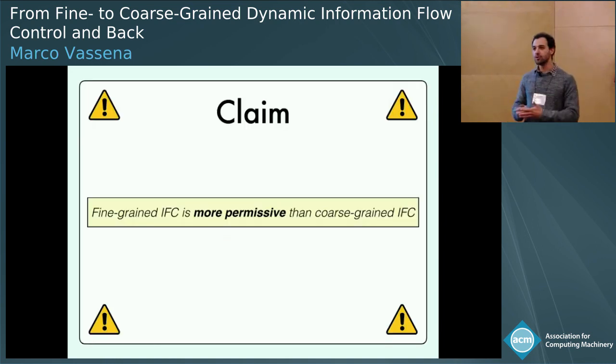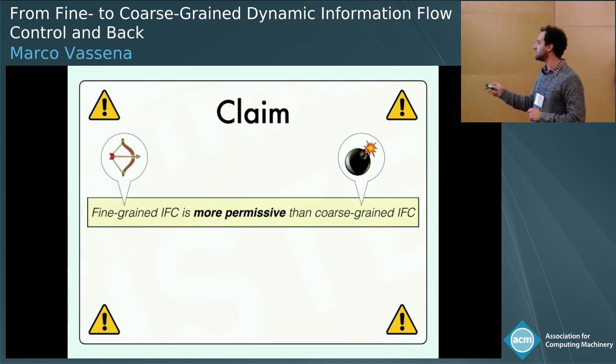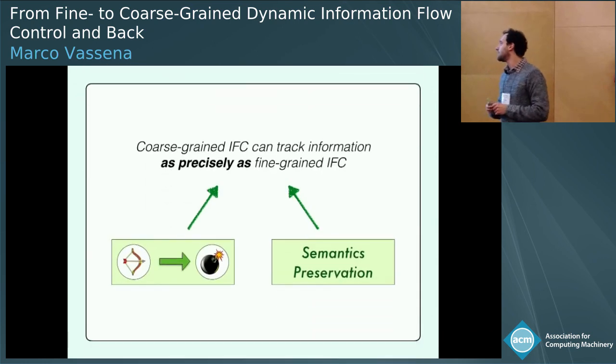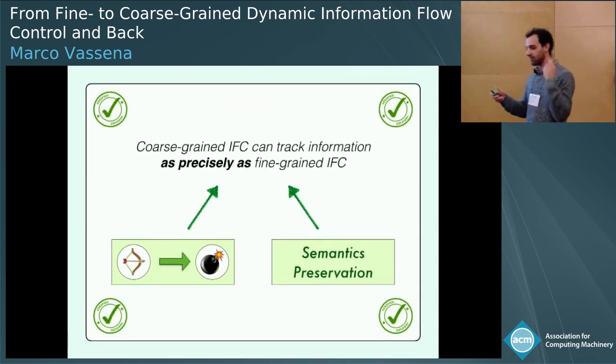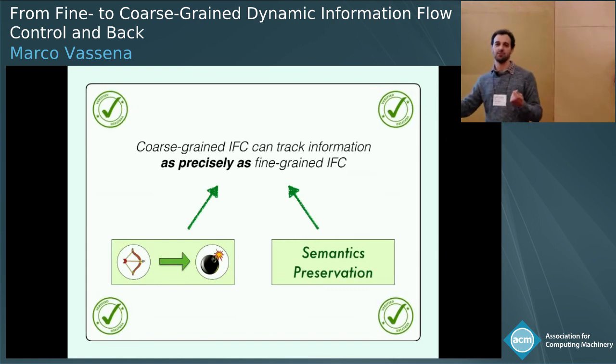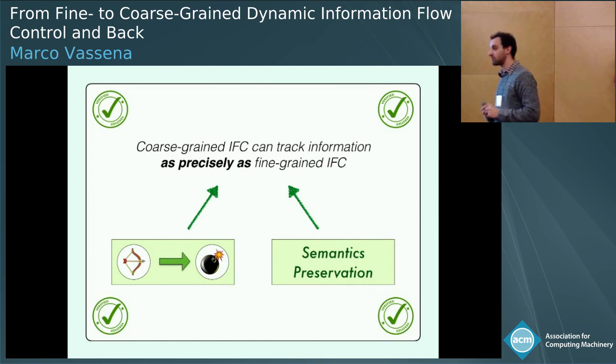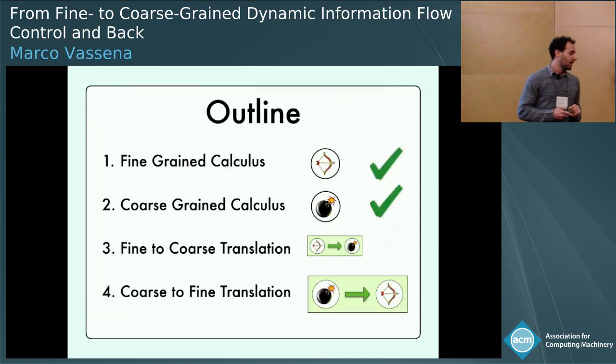What I just showed you is the transformation from fine to coarse-grained, which essentially shows that the claim that fine-grained information flow control is more permissive than the coarse-grained approach is false. So in particular, I showed you that with our transformation, together with the semantic preservation theorem, coarse-grained information flow control can track information as precisely as the fine-grained approach.